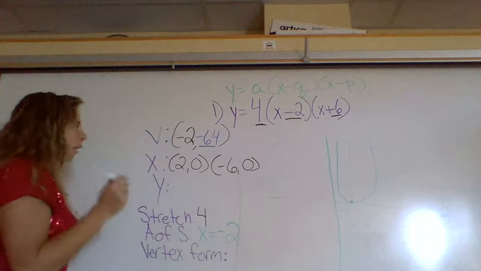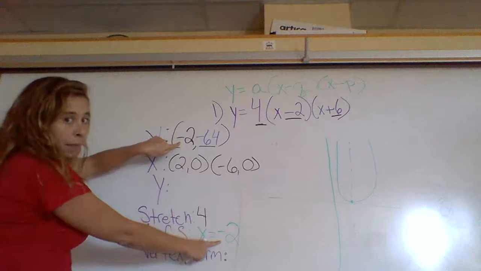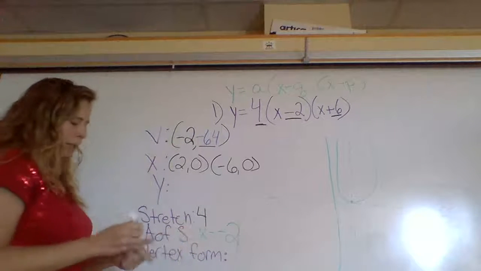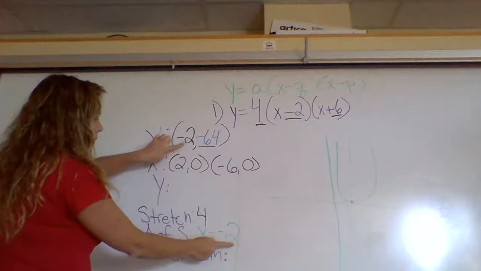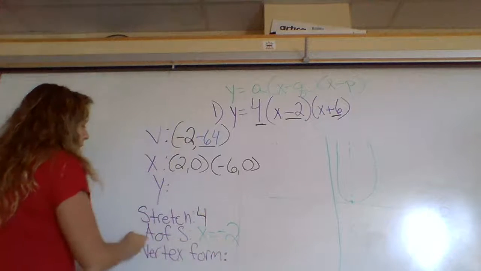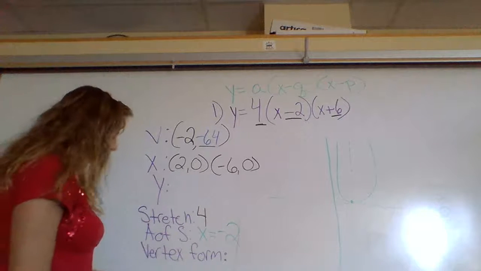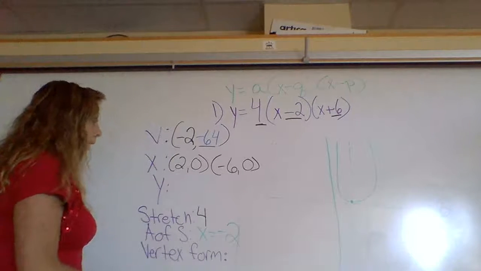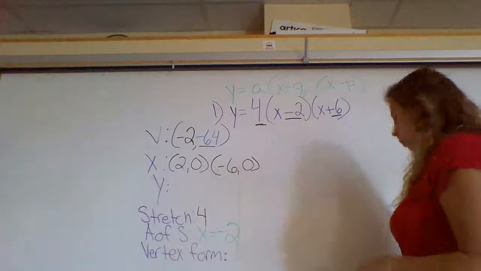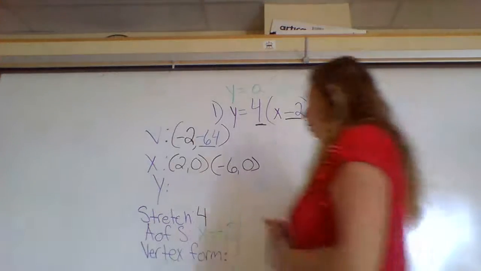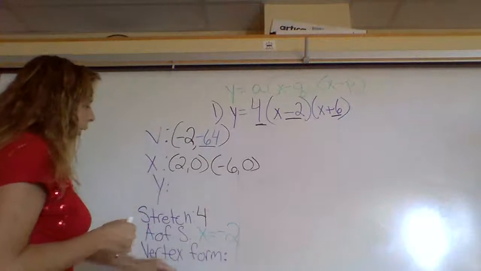I think I said that in period 1, not in period 2. This number and this number will always be the same. So you write your axis of symmetry is just x equals -2. And then now that we know the vertex and we know our stretch, we can write it in vertex form.